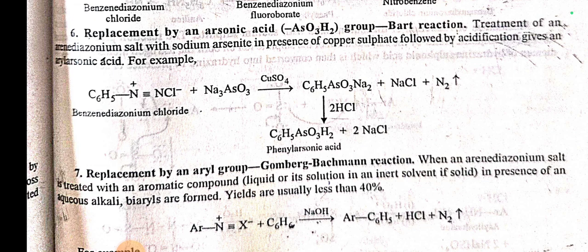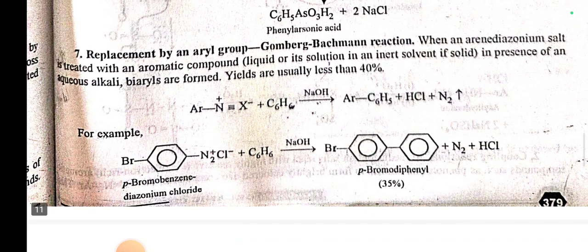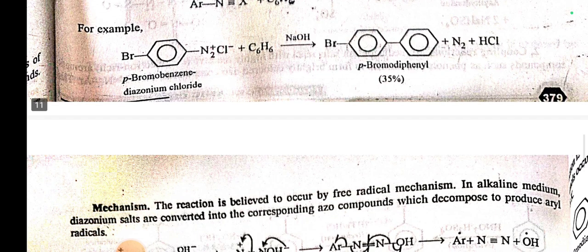Number 7. Replacement by an aryl group. Gomberg-Bachmann reaction. When an arene diazonium salt is treated with an aromatic compound, liquid or its solution in an inert solvent if solid, in presence of an aqueous alkali, biaryl are formed, yield are usually less than 40%. ArN2X plus C6H6 in presence of NaOH gives ArC6H5 plus HCl plus N2. For example, para-bromodiazonium chloride plus C6H6 in presence of NaOH gives para-bromodiphenyl 35% plus N2 plus HCl.